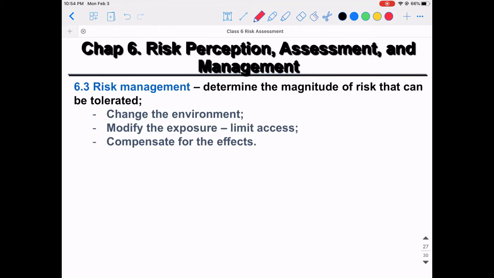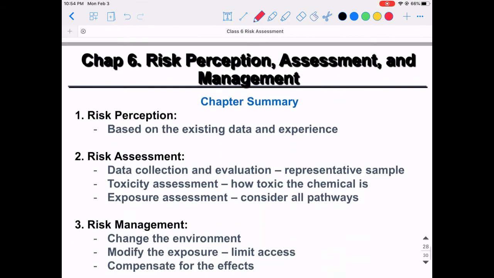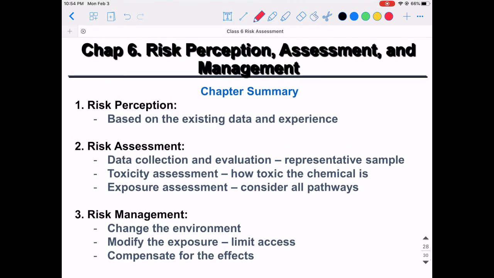Okay, so finally is the risk management. So risk management means to determine the magnitude of the risk that can be tolerated. Okay, so we can manage the risks by changing the environment, to modify the exposure, basically to reduce the CDI, right? If you can reduce the CDI, then that's going to reduce the risk. And also to compensate for the effects. For example, it's like taking the antidote, right? While you drink the toxics, you can drink the antidotes to compensate these toxic or risk processes.